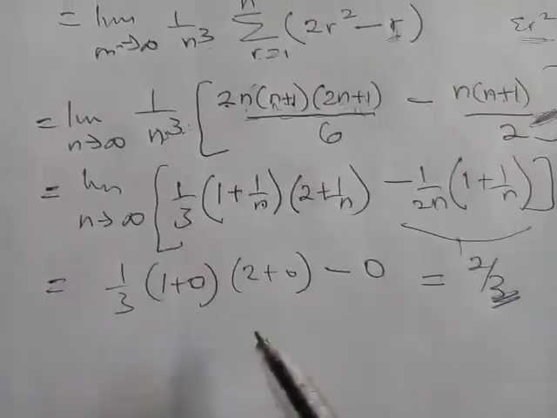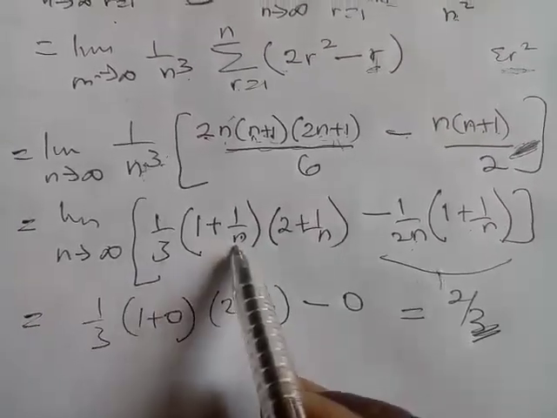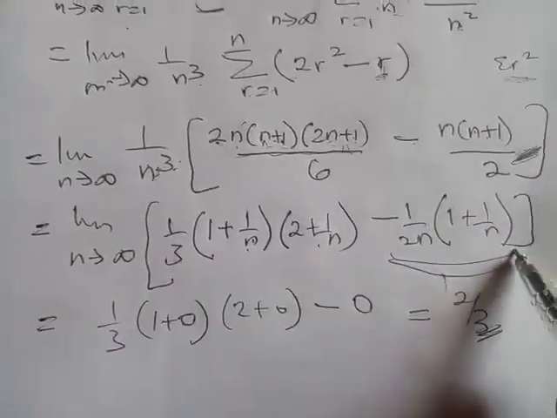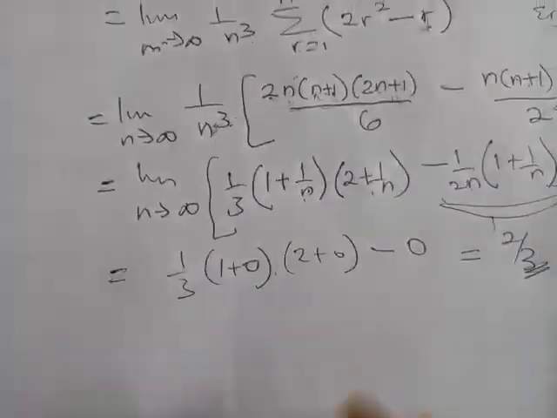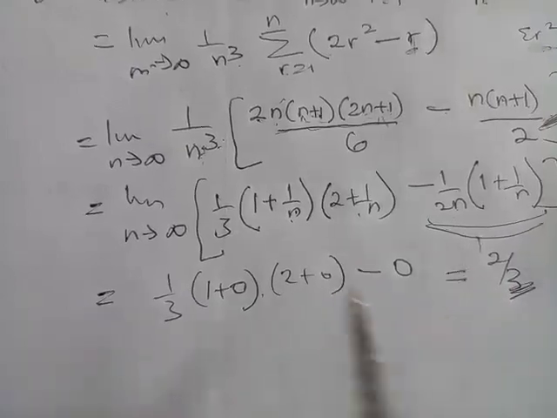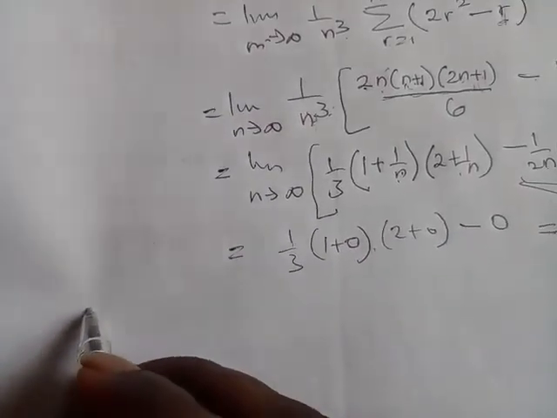So as n tends to infinity, the whole of this becomes 0. This is 0, this is 0. All of this will be 0. That is why we have this. So by the time we simplify, we get 2 over 3. Now, that is for the upper Riemann integral.